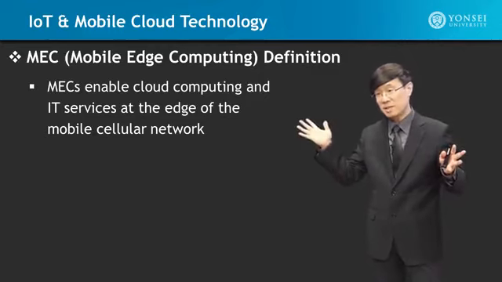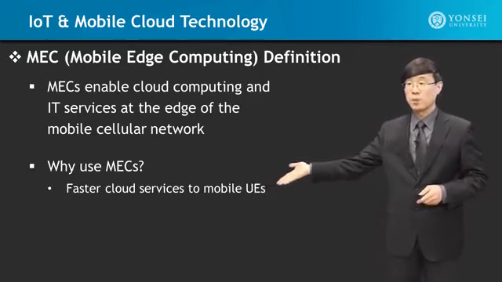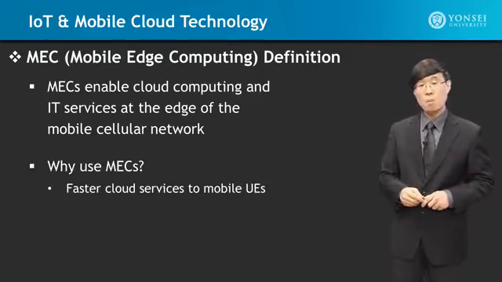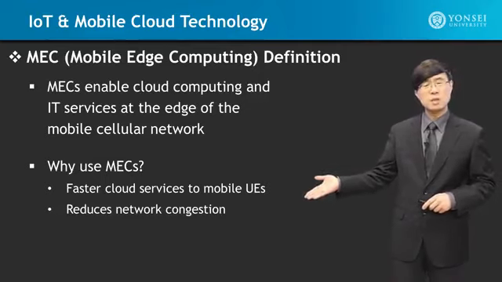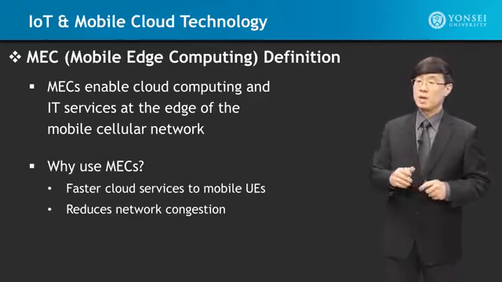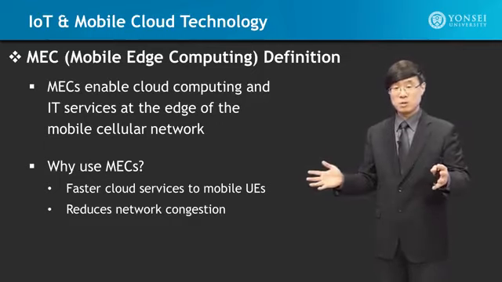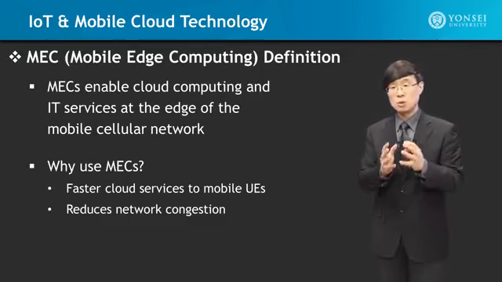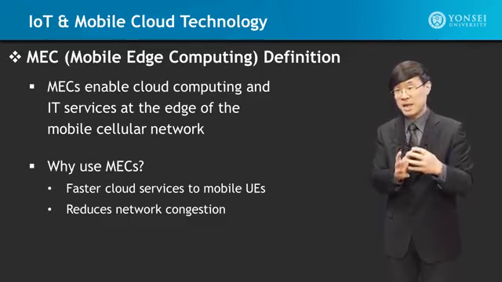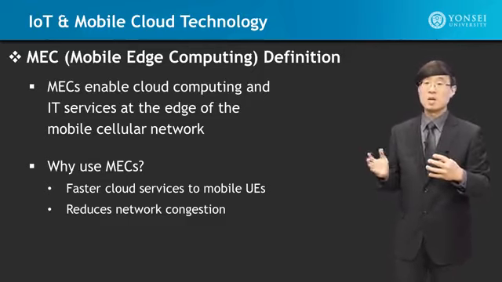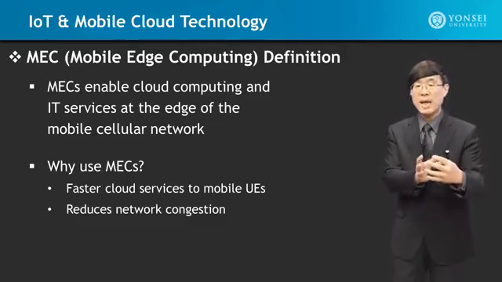It is fundamentally based on a mobile cellular network. Why use this? Well, faster cloud services for mobile user equipment. Reduces network congestion. What do you mean by that? Well, if you have a MEC that's looking around at multiple users and predicting what these users will use, then it can fetch the right resources and save it and deliver it to them quickly. Not only that, when other devices in the local area need it, then it already has a copy, so it will just redistribute it.